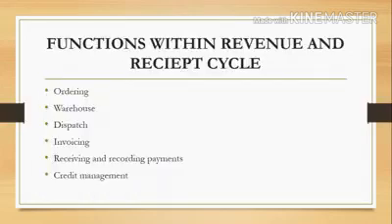Functions within revenue and receipt cycles. Now these are the functions, the steps that you get in the revenue and receipt cycle, and for safety, these functions should be in a sequential form because this is how things work in the revenue and receipt cycle. The first function, we have ordering department, we have warehouse department, we have dispatch department, we have invoicing department, we have receiving and recording payments, and we have credit management.